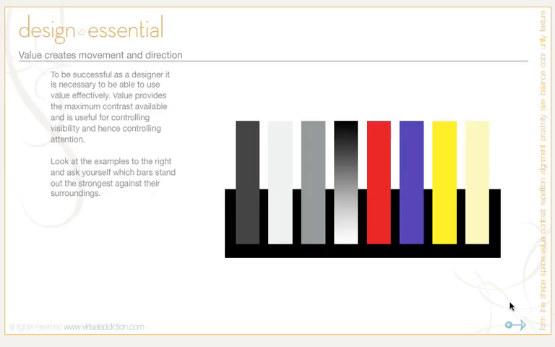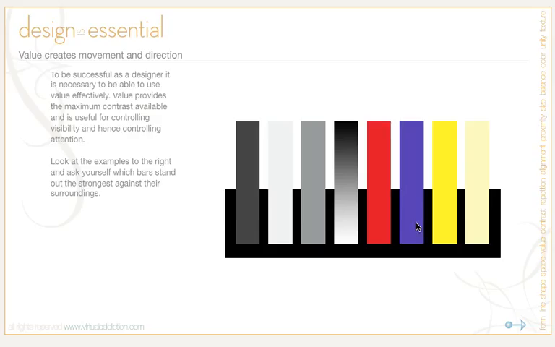To be successful as a designer, it's necessary to be able to use value effectively. Value provides the maximum contrast available and is useful for controlling visibility and hence controlling attention. If you look at the example to the right and ask yourself which bars stand out the strongest against their surroundings. Well, the first, the dark bar, is clearly visible against the white background, but it's barely visible against the black. And then the second bar, which is the lightest bar, its contrasts are opposite. It's barely visible up here against the white, but it's very visible against the black. The third gray bar is equally visible against both black and white, but not as visible as the high contrast areas of the first 2 bars. The fourth bar, which is a black to white gradient, has maximum contrast at either end, since the ending points of the gradients are at complete opposite value of what they sit on.